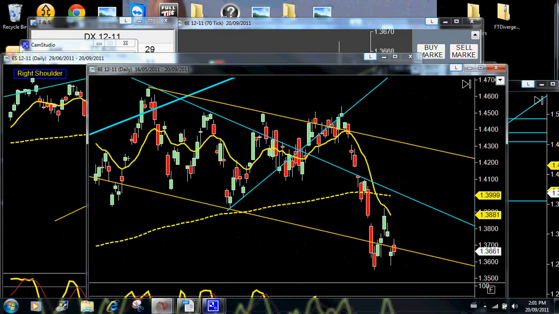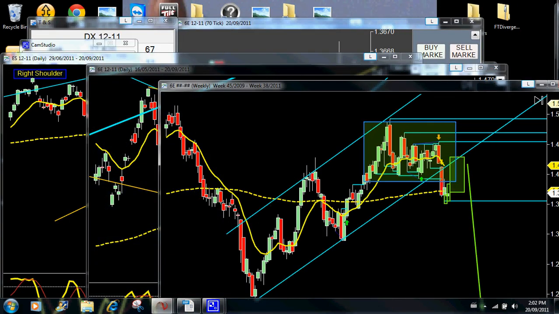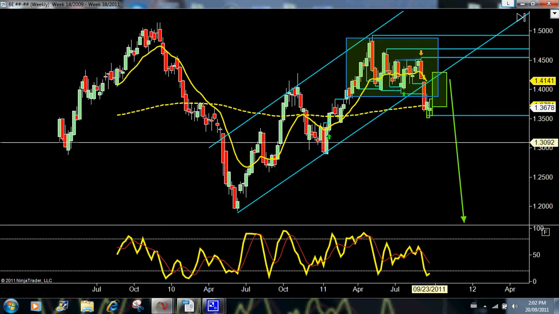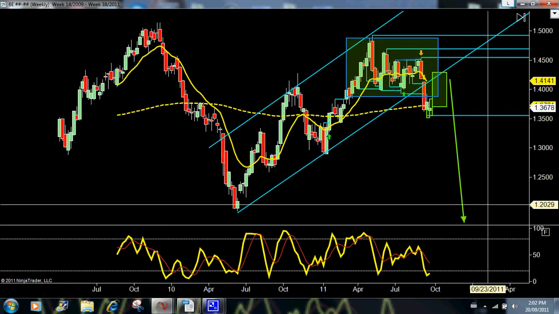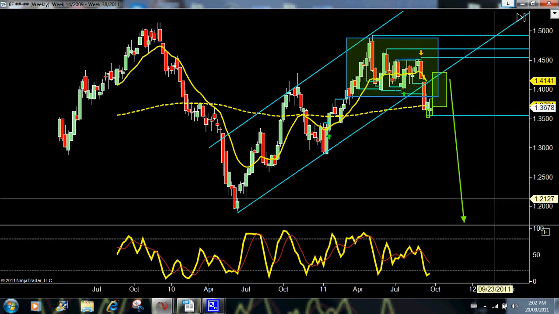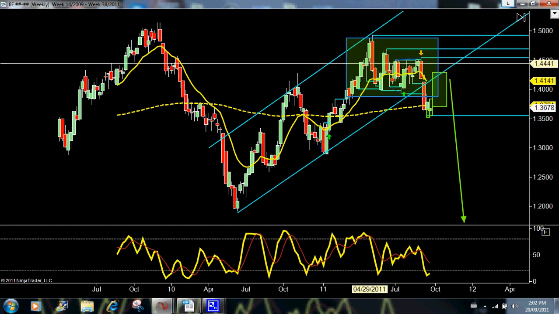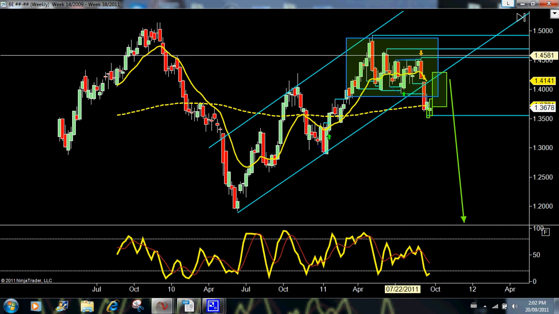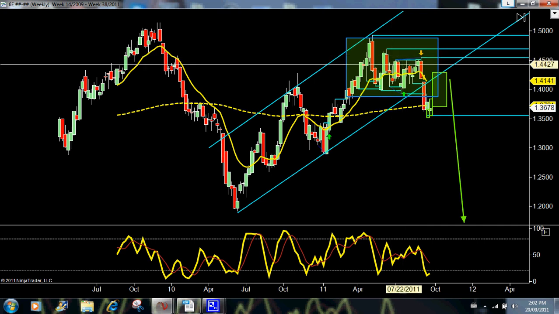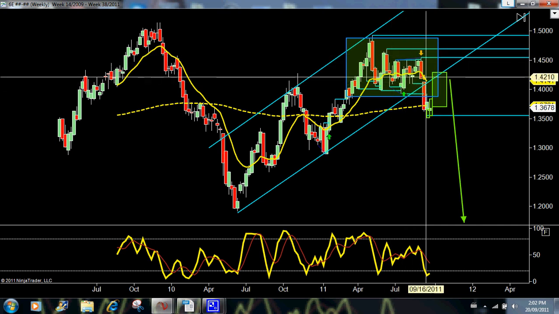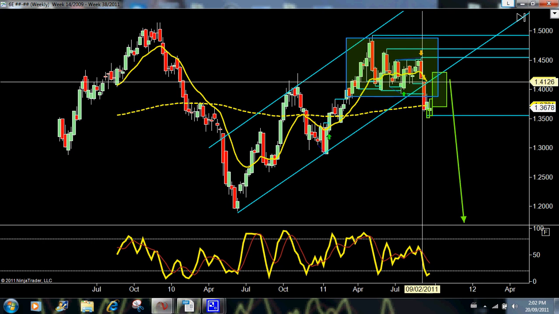Probably more like, if we look at our weekly chart again one last time, we're probably looking at 1.20 or lower for the euro eventually, just from the large consolidation. They're trying their hardest to keep the value of the euro up, but they just can't do it with all the bad news that's coming out.